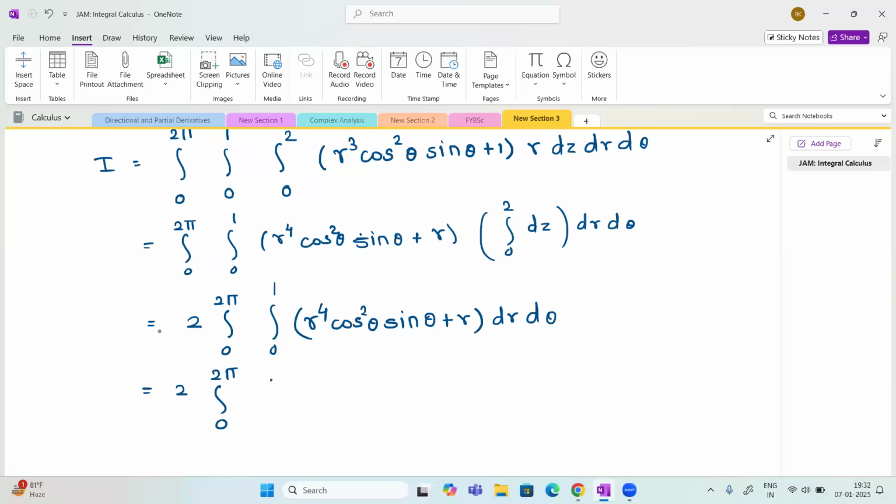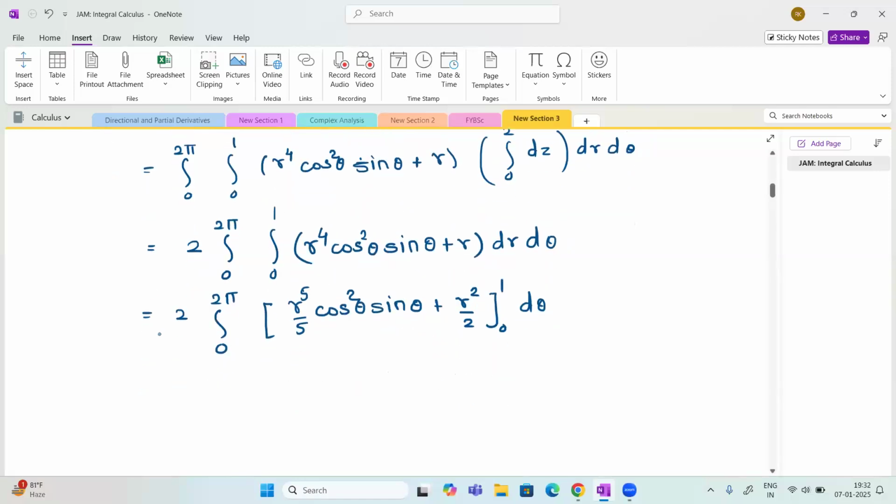It's r to the power 5 cos square theta sine theta by 5 plus r square by 2. Okay. Let us put upper limit, lower limit. What will you get? It's 1 by 5 cos square theta sine theta plus 1 by 2. By putting r is equal to 1, you will get the same. If you put 0, you will get zero. Okay, so how to solve it further?